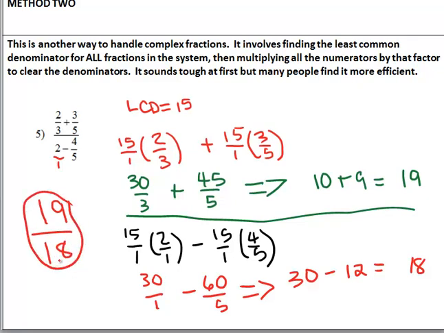You want to leave that as an improper fraction. I don't want you to take it into a mixed number because eventually you'll probably just have to take it out again. So go ahead and stop and copy, and I'll meet you on the next slide.